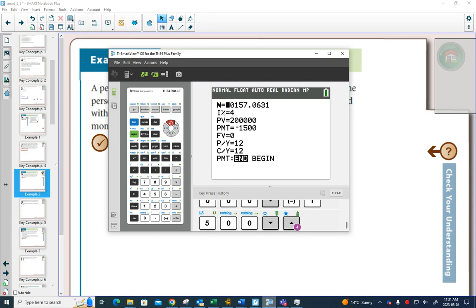So we go back up here, and we go alpha solve, and it says it will take you 176 payments, which is about 14 and a half years, to pay for this house. If you're curious, you can take this number and multiply it by 1,500 to see how much you pay for this house. The house was originally $200,000, but I'm going to be giving the bank an extra $65,000. That's a lot of money, okay?